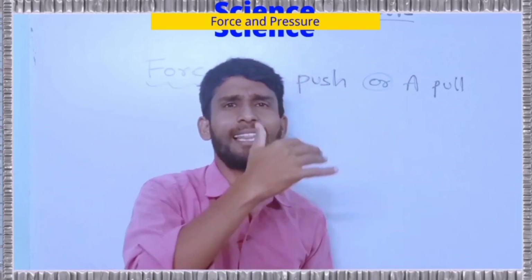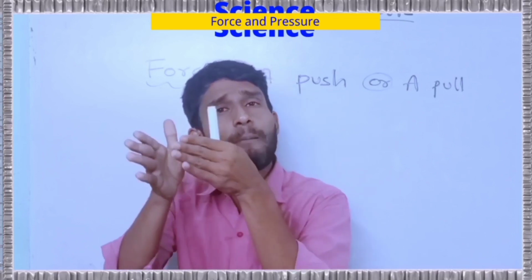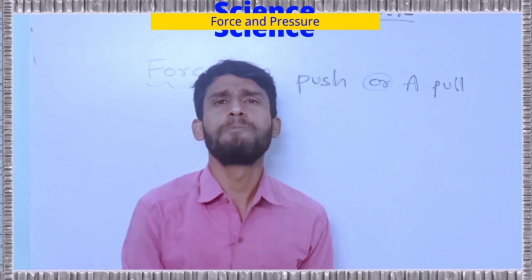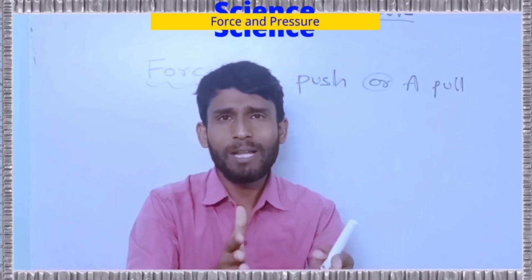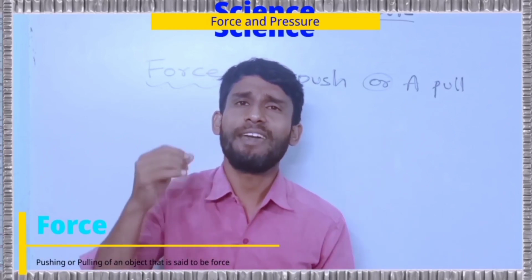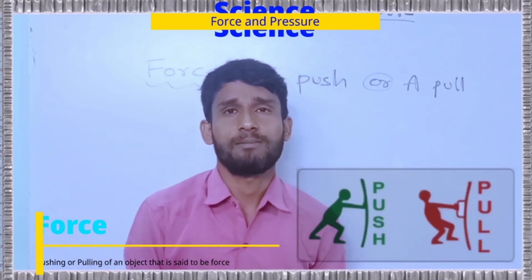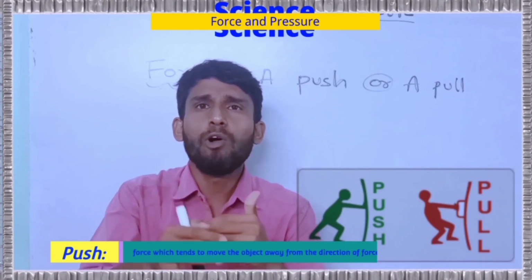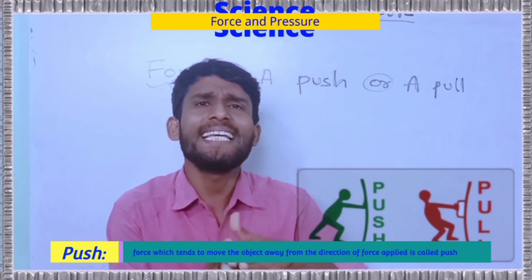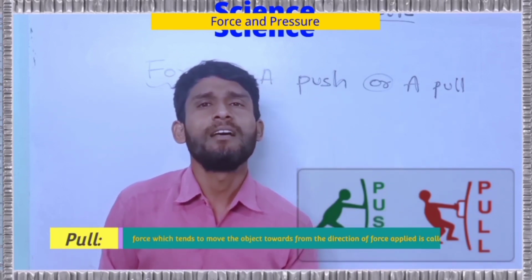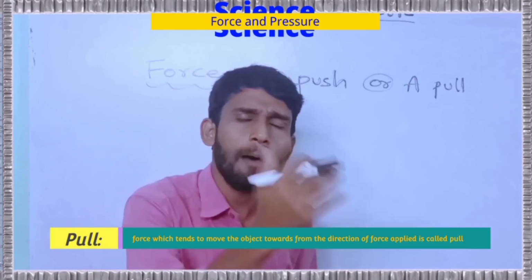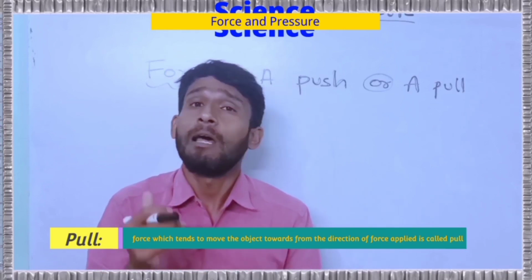When we apply force on an object, it can change the direction of its motion from one direction to another. When we apply force on an object, it can also stop moving from one place to another. Dear students, we have to know that pulling and pushing of an object is what we call force. Push means a force which tends to move the object away from the direction of the force applied. Pulling means a force which tends to move the object towards the direction of the force applied on the object.